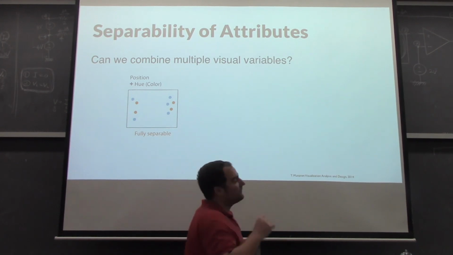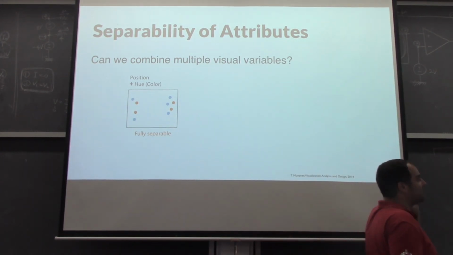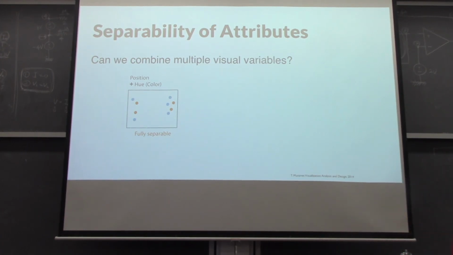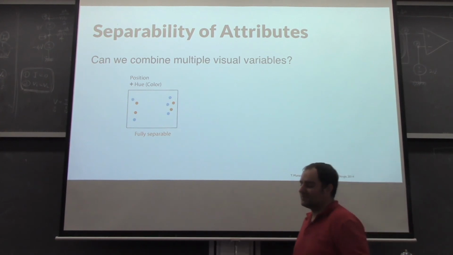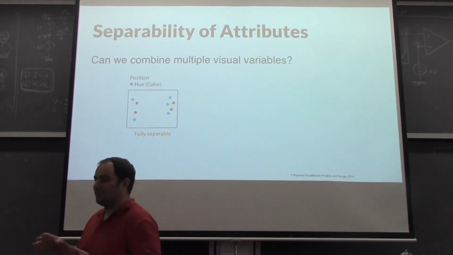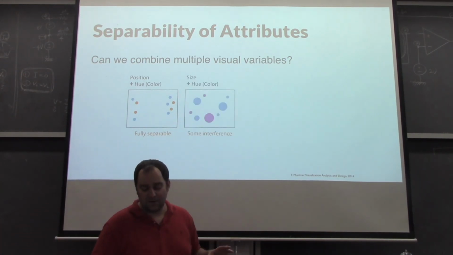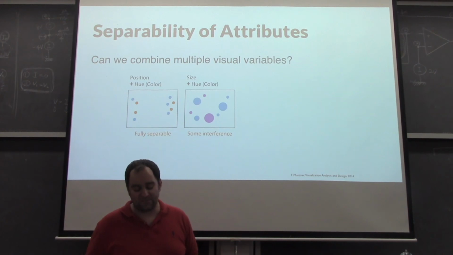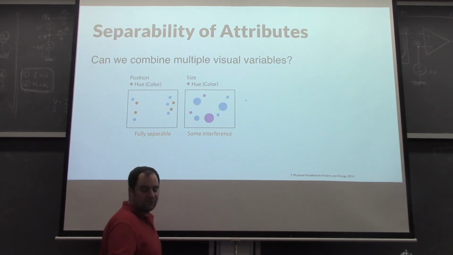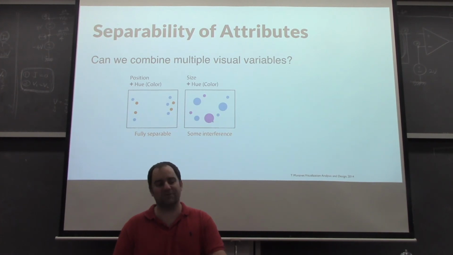So the last thing that I wanted to talk about today is the separability of attributes. I alluded to that at the beginning, that we have multiple visual variables. We can, for example, combine position with hue, and these are fully separable, independent of each other to some degree. Then I can add size, but I'm starting to notice some interference, right? The color of this little bubble is not as obviously perceivable as the color of this big bubble.